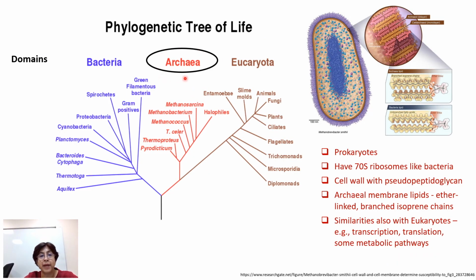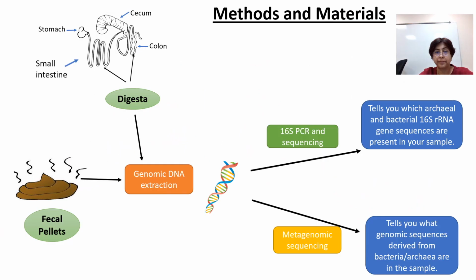Archaea is one of the most enigmatic domains of the three domains of life, the other two being bacteria and eukaryota. Archaea are unique in that they share similarities with bacteria, such as being prokaryotes and having 70S ribosomes like bacteria. Archaea share characteristics with eukaryota in that they have transcription, translation, and some metabolic pathways similar to eukaryota. Archaea are also unique in that they have cell walls with pseudopeptidoglycan, which makes archaea resistant to lysozyme and other antibiotics.